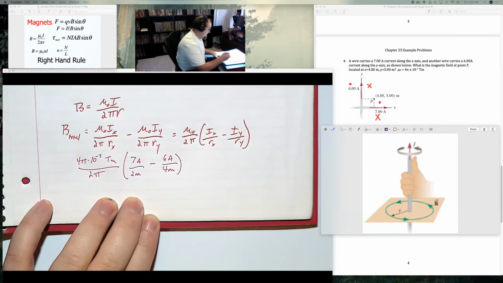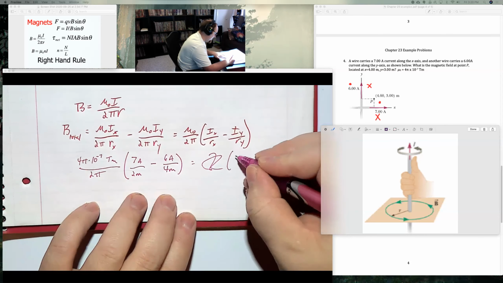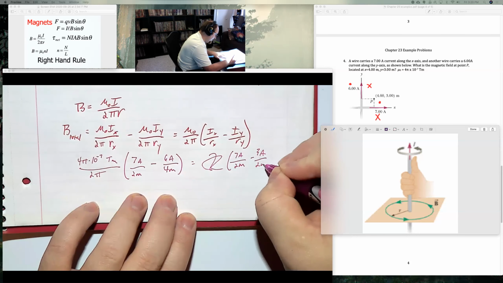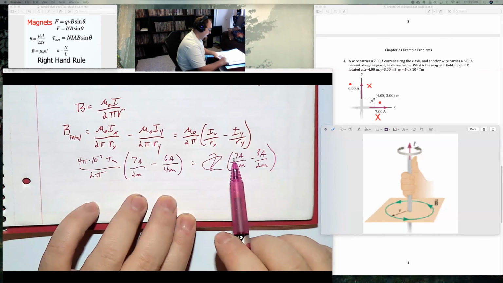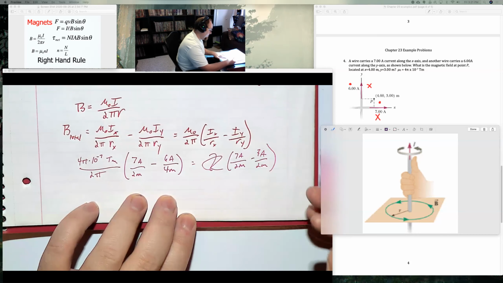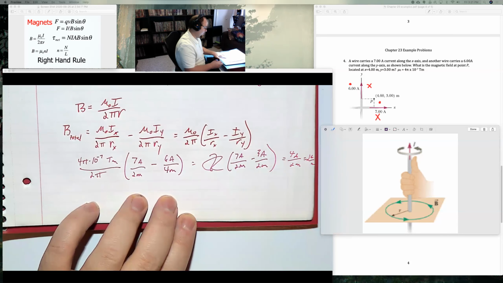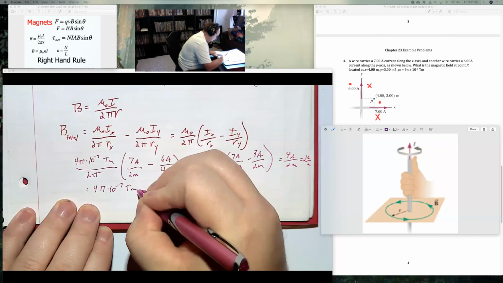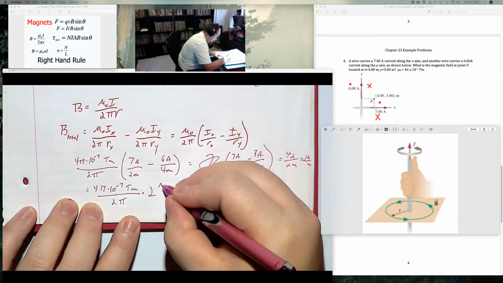I just simplified this to do the math. The piece in the parentheses, ignoring the front for a second, is 7 amps over 2 meters minus 3 amps over 2 meters. Just reducing that, 7 minus 3 is 4, which is 2 amps per meter. And so it's going to be 4 pi times 10 to the negative 7 Tesla meter over 2 pi times 2 amps per meter.